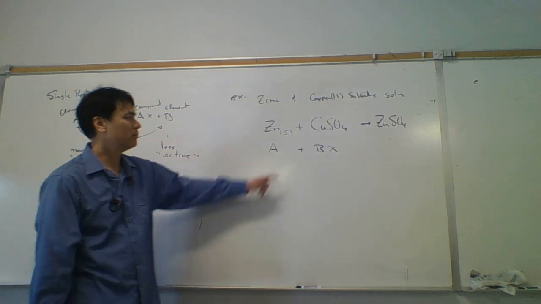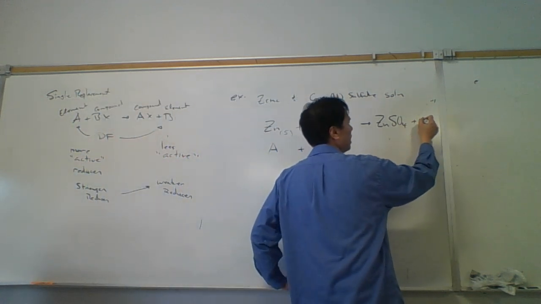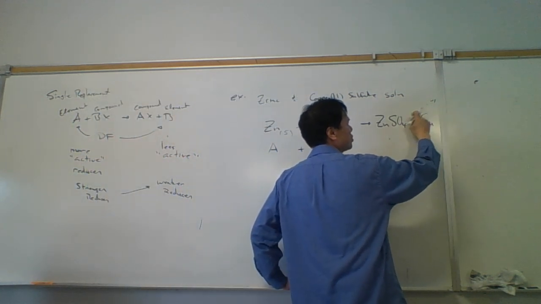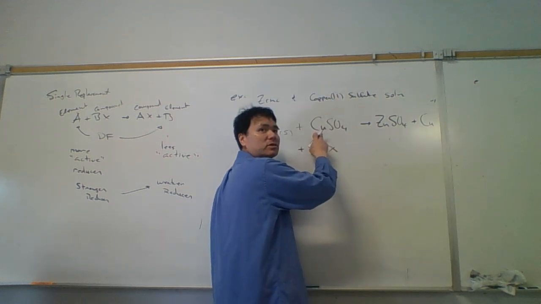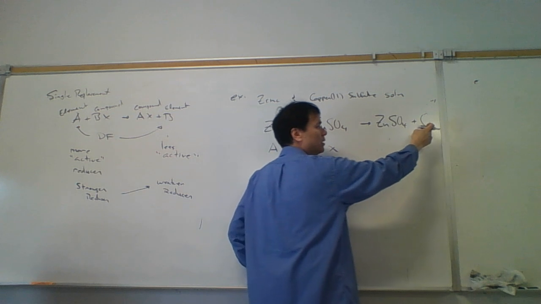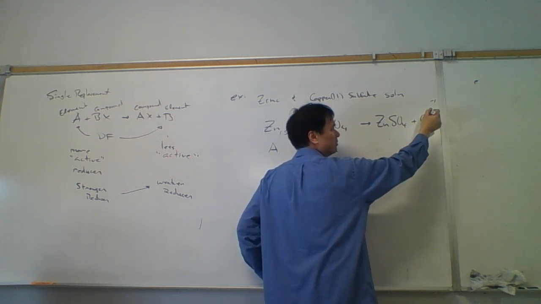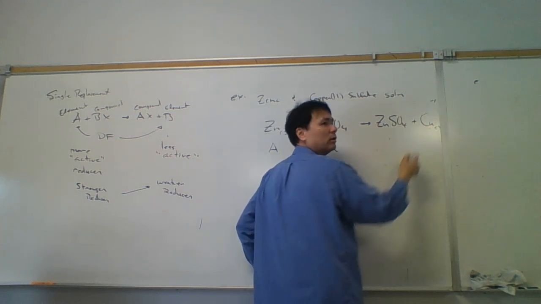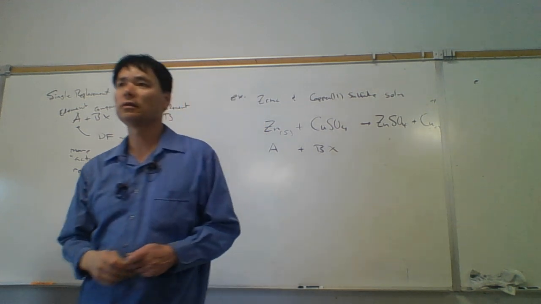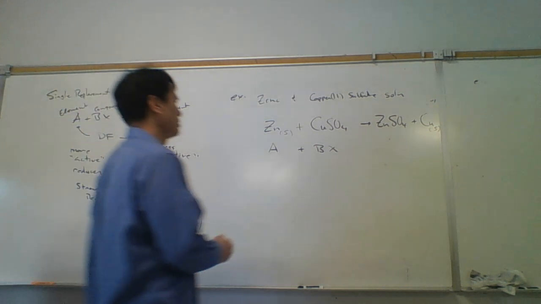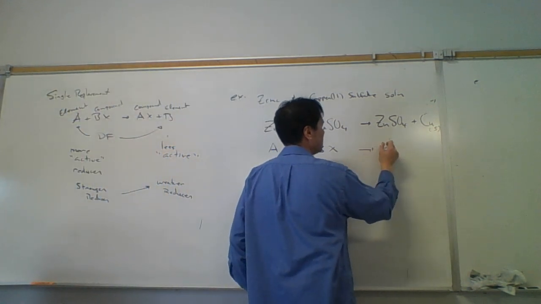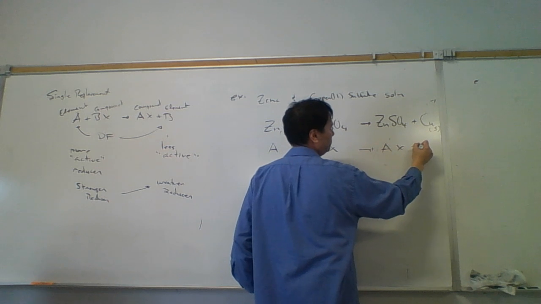And then we're going to form copper. What's the charge on copper here? The charge on copper here is 0. This is copper metal, not copper ion. It's copper 0. And so this completes our pattern. A plus BX yields AX plus B.